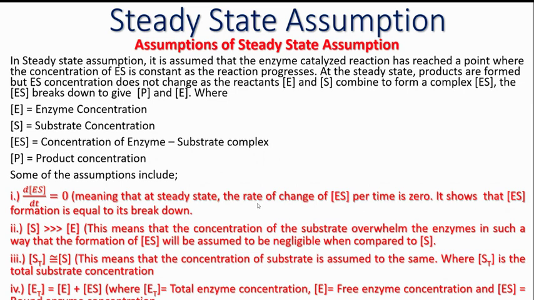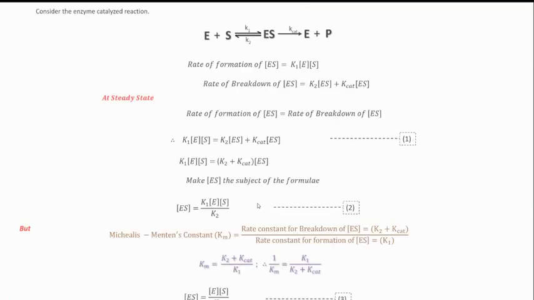So we also say that the assumption is that the substrate is far greater than the enzyme. I have explained that. Total substrate is equal to total substrate concentration, because the bound ES form is negligible, so it does not really affect the total substrate concentration. And we say that E total is equal to the free enzyme plus the bound enzyme. That will give you the total enzyme.